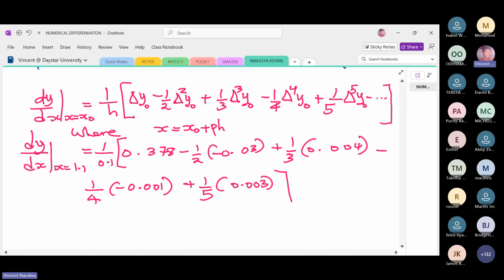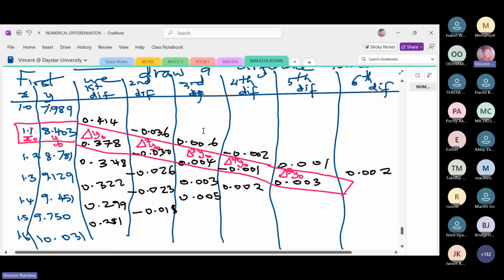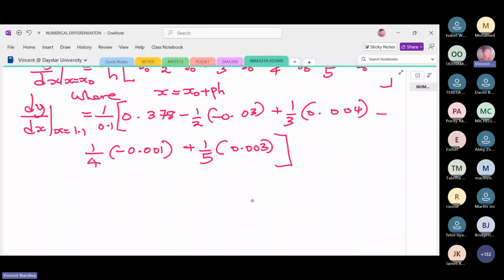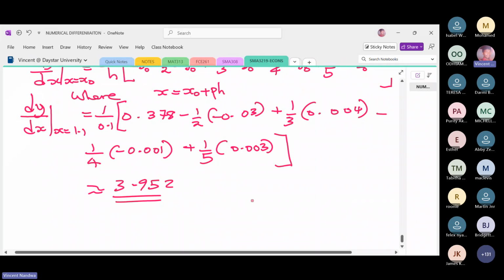So we are stopping there because, after identifying your x naught, this line, and then picking this diagonal, we can only read up to the fifth difference. This number 0.02 is not along this diagonal. So the stopping point would be the use of this number 0.003. When you work this out, you will get something close to 3.952, to the nearest 3 decimal places. At your own free time, confirm that answer.